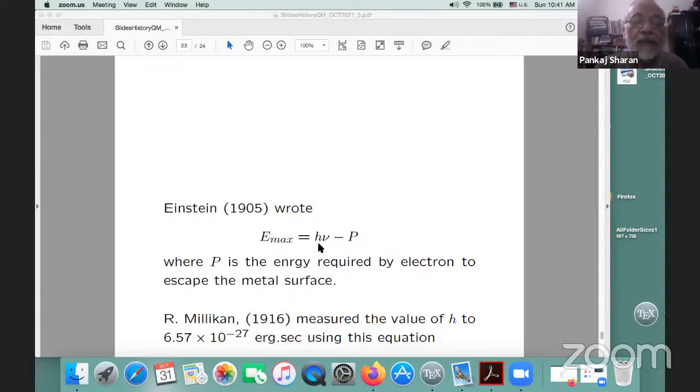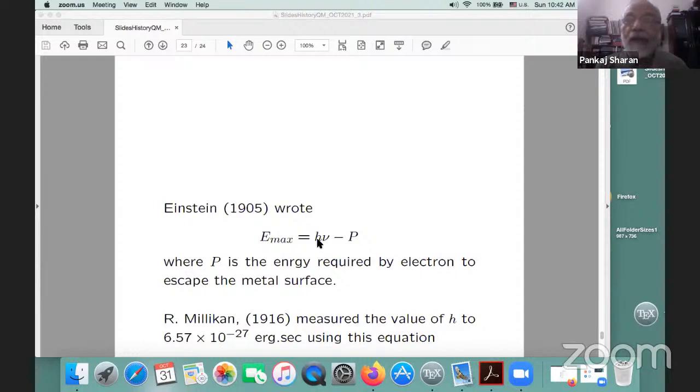It says that if P is the energy which is needed for release of the electron from the surface of the metal, then the electron cannot have more than this. The maximum energy it can have is h nu minus P. Of course, it can lose energy on the way, so the energy may be less than that, but it can never be more than this.